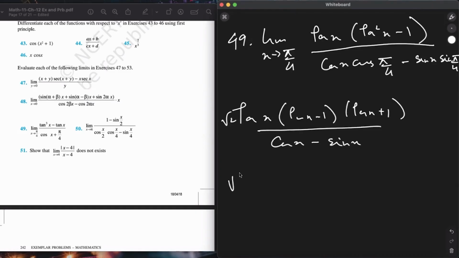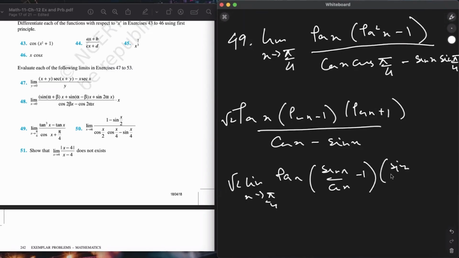So root 2 times the limit x tends to pi by 4. And if I open this tan x as sin x upon cos x, what will I be left with? There is a sin x divided by cos x minus 1, sin x divided by cos x plus 1, whole divided by cos x minus sin x.